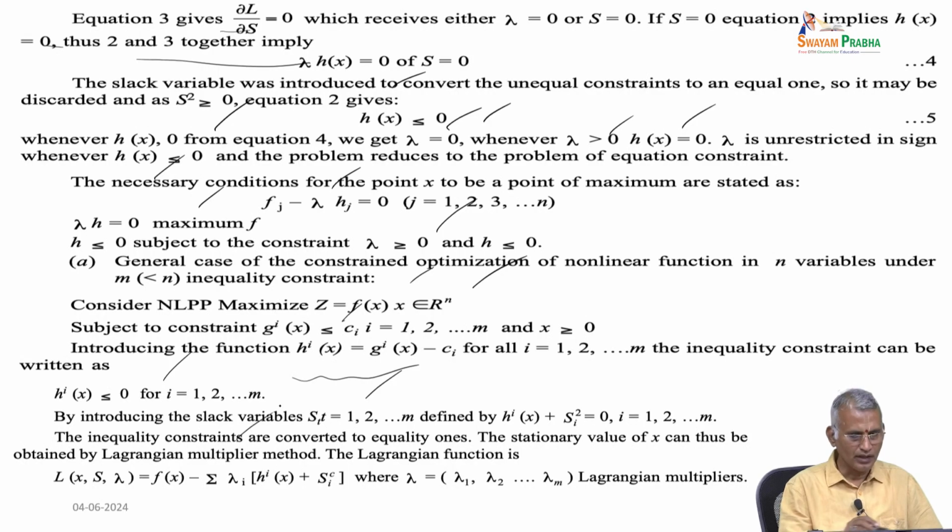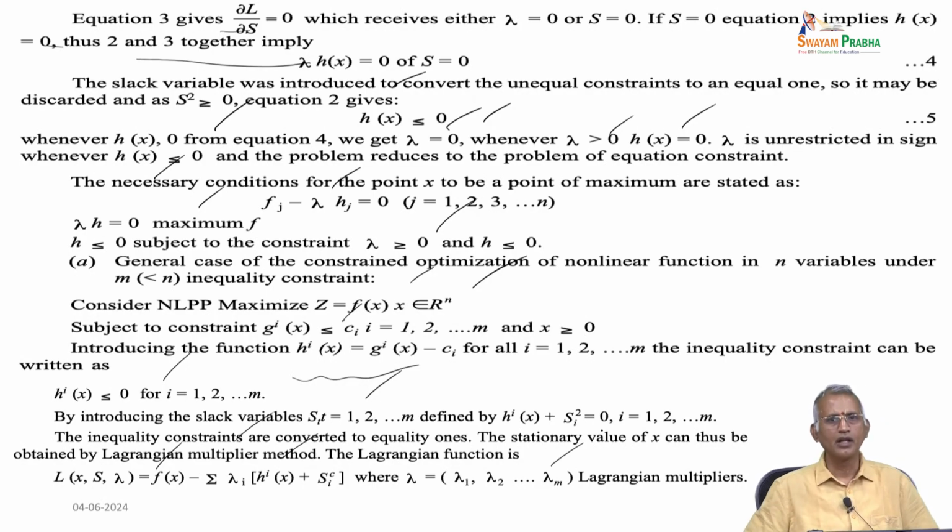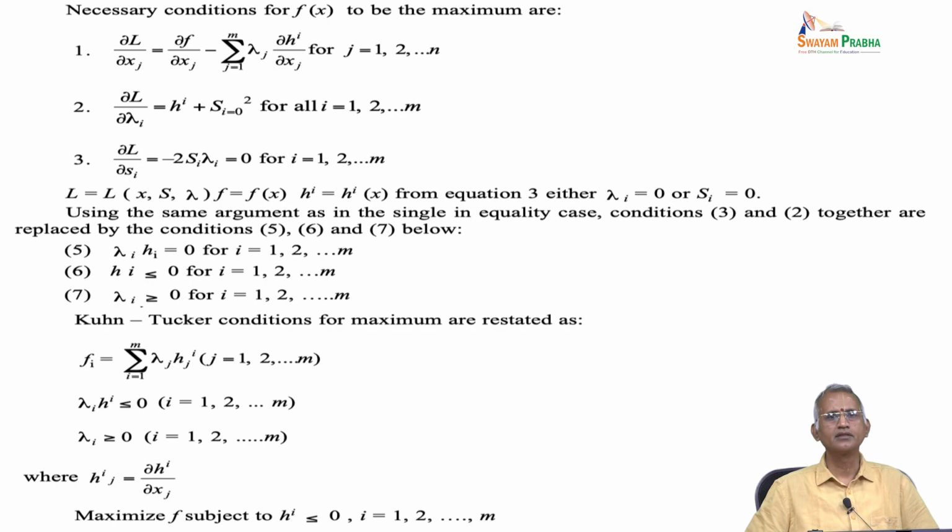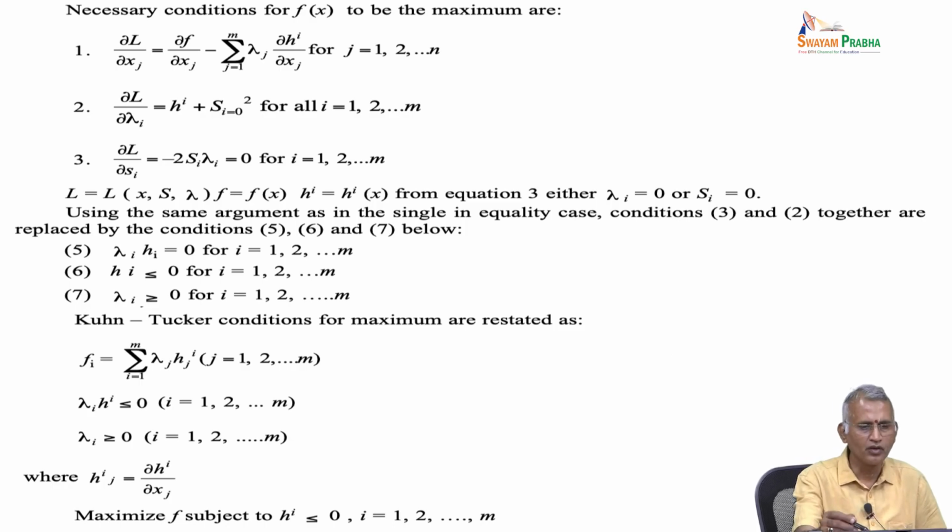Therefore, the inequality constraints are converted to equality ones, and the stationary value of x can thus be obtained by Lagrange's multiplier method. Lagrange's function is L of x, s, lambda equal to f of x minus summation lambda i into h i of x plus s i squared, where lambda equals lambda 1 and so on up to lambda m, the Lagrange multipliers.